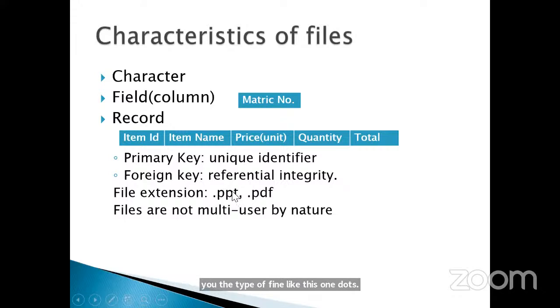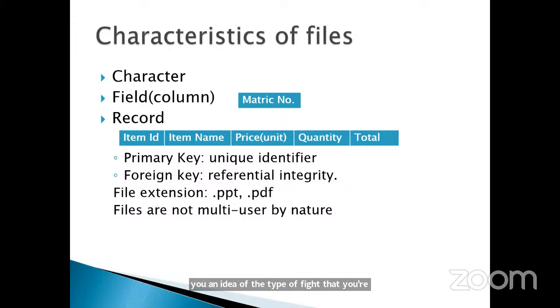Looking at it, you know that this is a PowerPoint presentation. If it's .pdf, you know that is an Adobe portable file, reader file. If it's, I think, Access, .mdb, you know that is an Access file. If it's .doc or .docx, you know that is a word processing file. So that's the thing about file extension. It just gives you an idea of the type of file that you're working on.